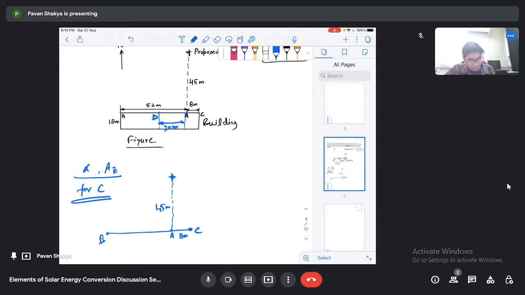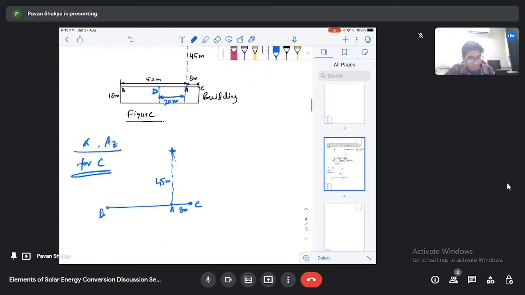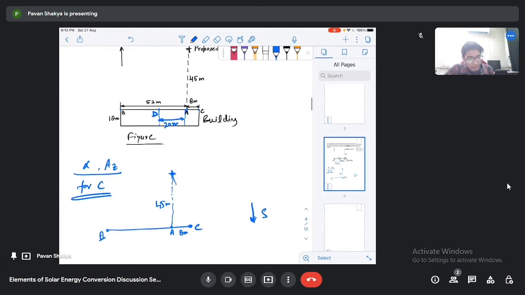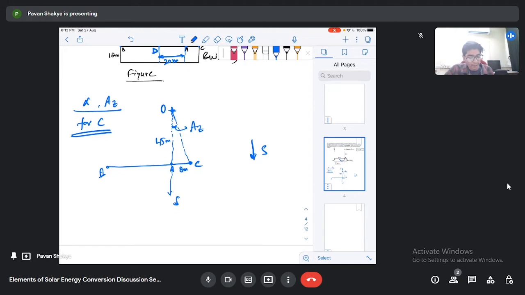Okay, now you will see that in the problem it is given that north is upward, so this direction will be towards southward. If I connect this collector, which I am representing as O, to the point C, then the angle this line OC makes with OA, where OA is in the south direction, will be the azimuth angle. So for point C we can calculate the azimuth angle.